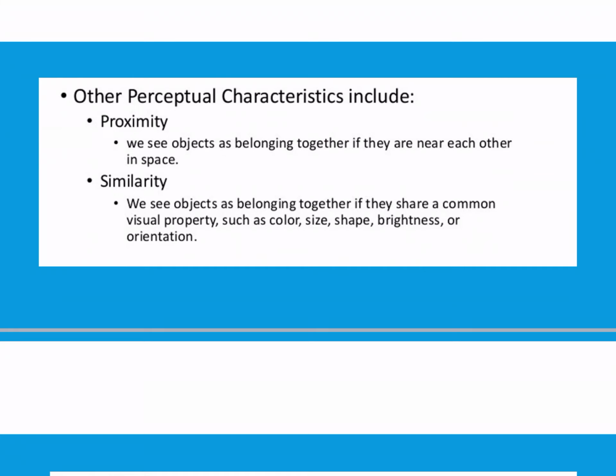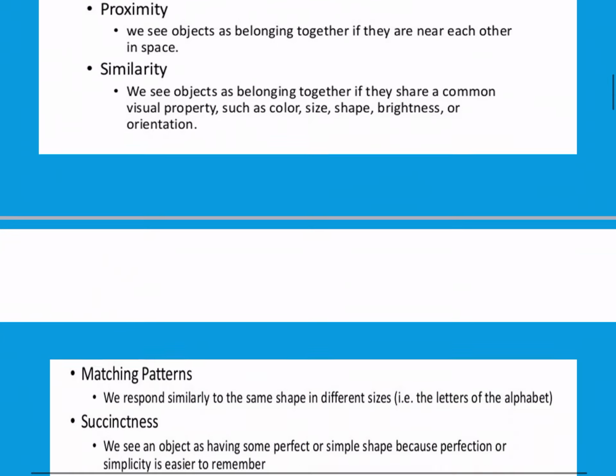The next one is similarity. When it comes to similarity, we see the objects as belonging together if they share a common visual property. Here we should always remember the words common visual property. Those visual properties are color, size, shape, brightness, or orientation. Orientation could be vertical or horizontal. So these similarities you should have.